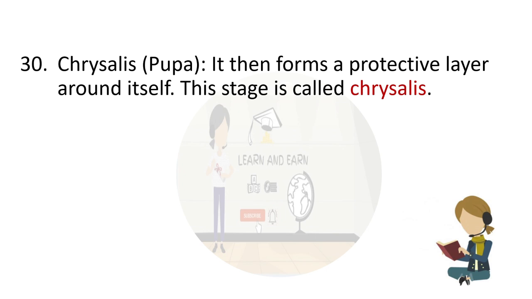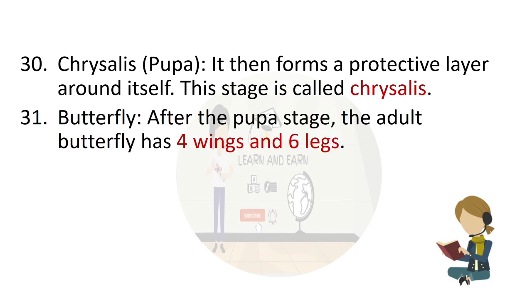Number 30, MCQ: Chrysalis, another name is pupa. It then forms a protective layer around itself. This stage is called chrysalis. 31, MCQ: Butterfly. After the pupa stage, the adult butterfly has 4 wings, and after the pupa stage, the adult butterfly has 6 legs.